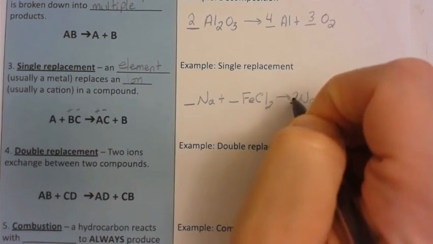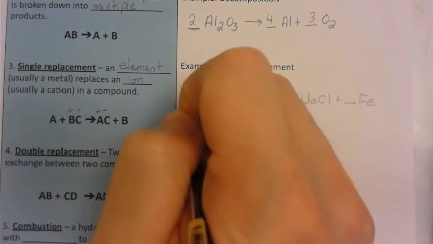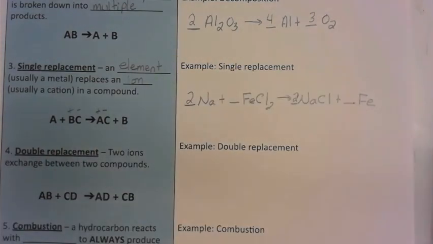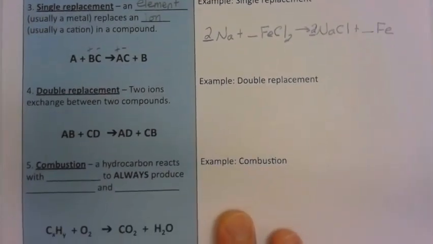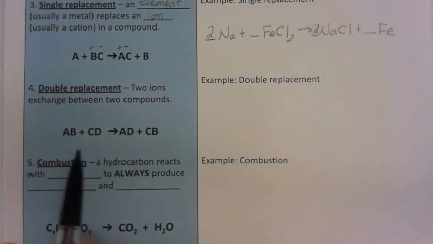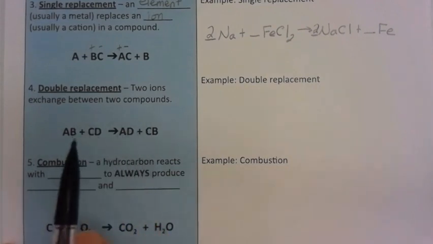So we're going to put a 2 in front of the NaCl, and that means that 2 sodiums also have to enter into the reaction to balance it out. And double replacement, very similar to single replacement, except we now see that we've got 2 compounds, and so we've got 2 ions that are exchanging between 2 compounds.